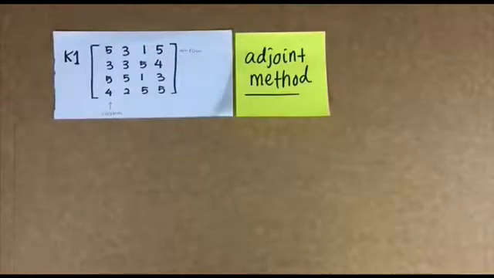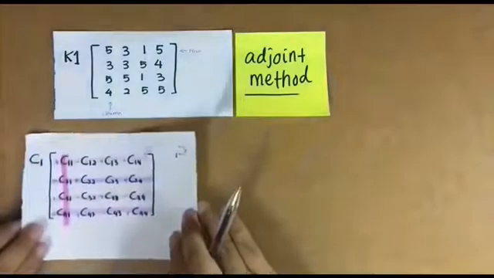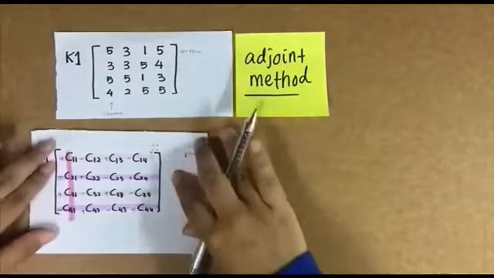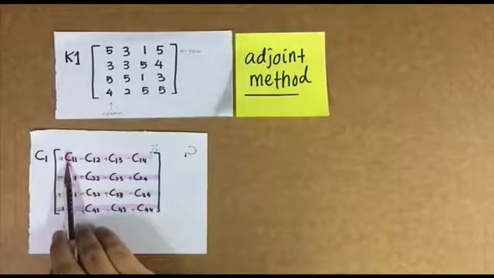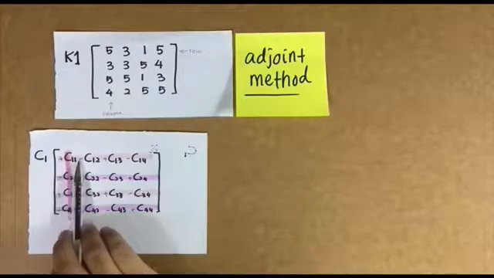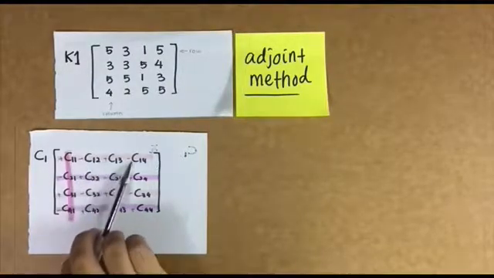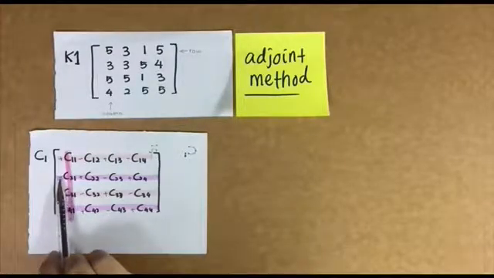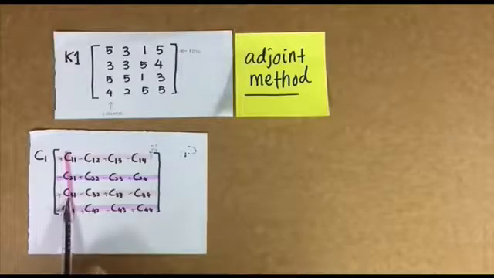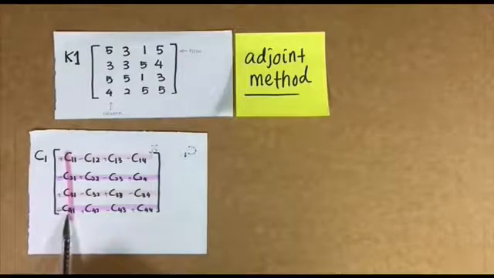After finding the determinant of the K1, we need to find the cofactors of the K1 by using this method. The first number, at row 1 and column 1, begins with the positive, and then negative, positive, negative. And for the second row, we begin with the negative, and the third row begins with the positive, and the fourth row begins with the negative.